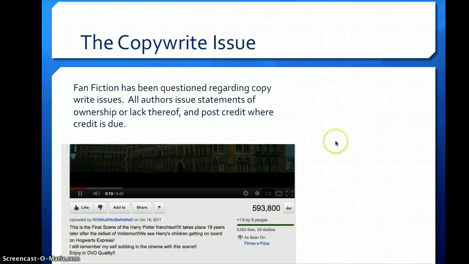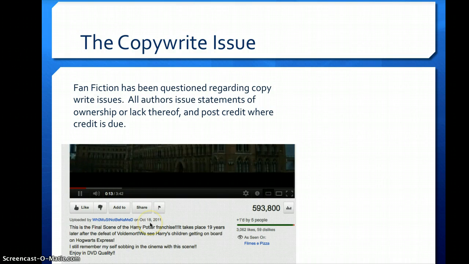Next, we would talk about a few of the, I would say, not necessarily negatives, but questioning issues that come up when we talk about fan fiction, and copyright is one of the largest. It's been questioned regarding copyright usage. In other words, if I write a continuing story on Harry Potter, aren't I infringing on J.K. Rowling's copyright? Not really, because I don't present it as my own.